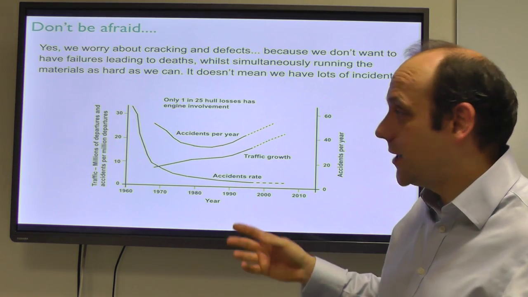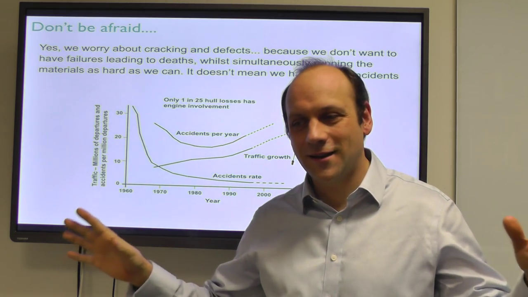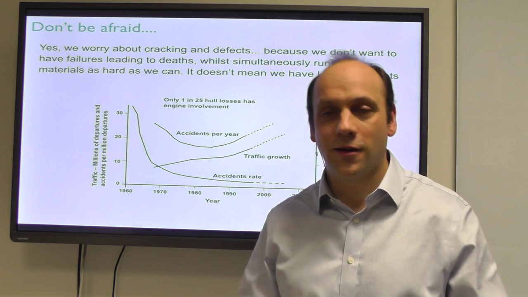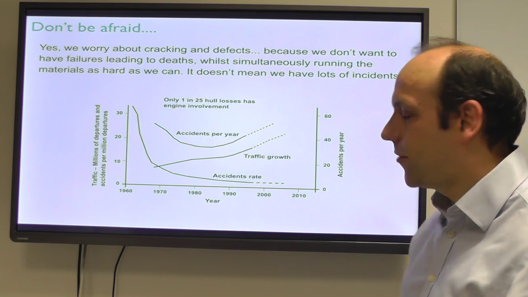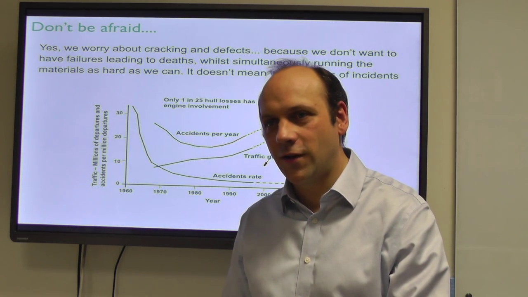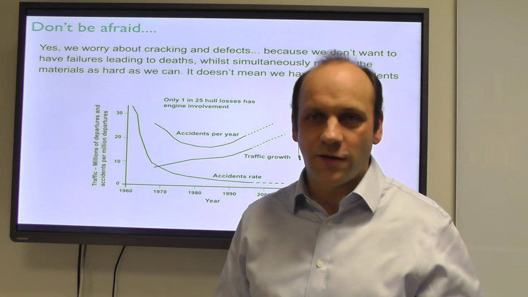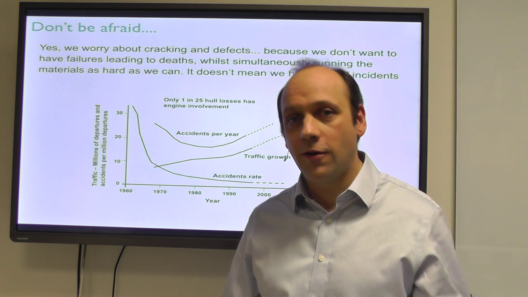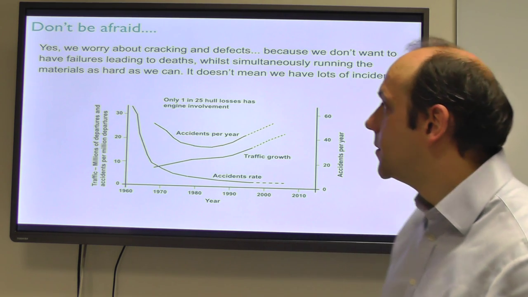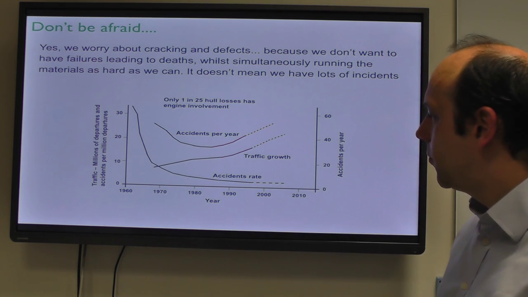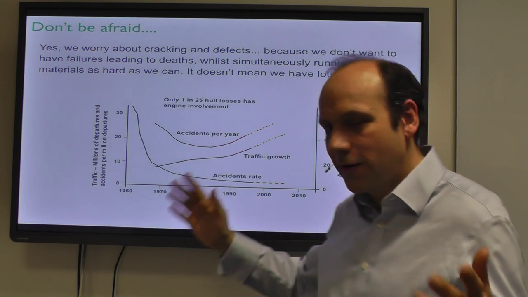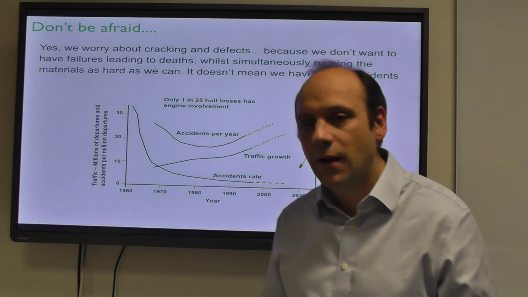And one thing to say though is only 1 in 25 hull losses actually has an engine involvement. Mostly they are other issues, and a fraction of the hull losses will actually involve loss of life, right? So somebody runs off the end of the runway, they may write off the plane, but everybody got off okay. They're different things, but this is the number we track, and the concern is we have to keep driving this down in order to stop having headlines.